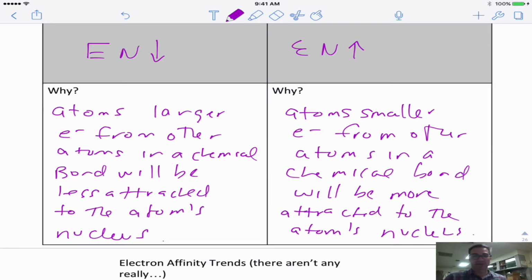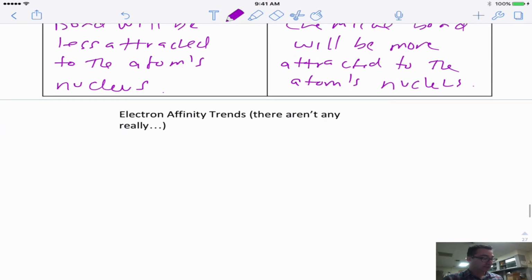Now the other thing is this. Remember, electronegativity is a scale that's made up. It doesn't have those same ionization energy trend exceptions. And because of that, we see a very smooth trend when we go down a group and when we go across a period.